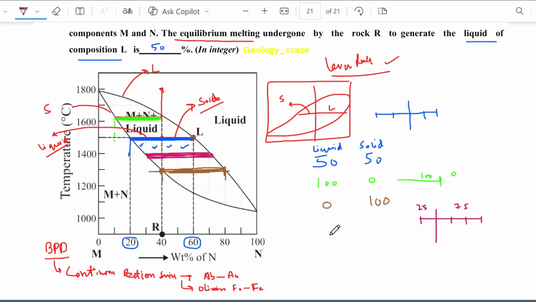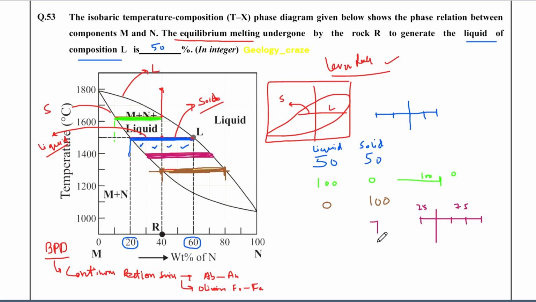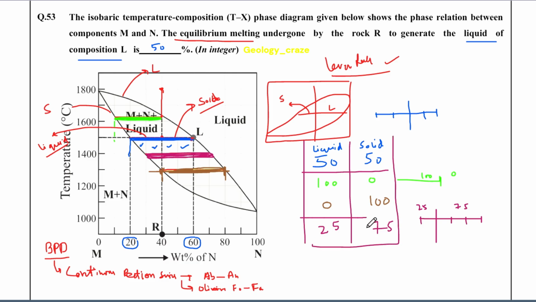So now for this line, the right side is our solid. How much is the solid? 75%. 75% is the solid and 25% is the liquid. This 50-50 is for this blue line. For this green line, we are getting liquid 100% and solid 0%, because it is at the upper boundary.